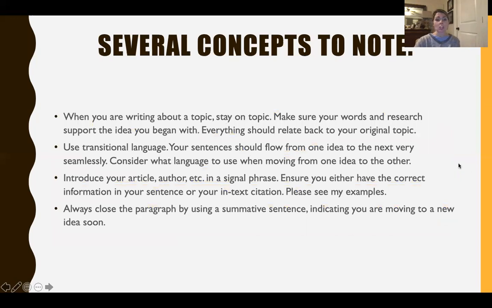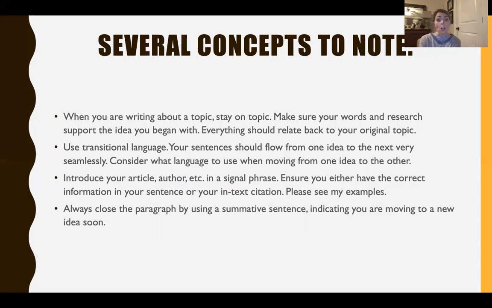Several concepts to note. When you're writing about a topic, stay on topic. Make sure that your words and research support the initial idea that you started with. Everything should relate back to the topic sentence. Use transitional language. Your sentences should flow from one idea to the next very seamlessly. Consider what language to use when moving from one idea to the next and ask yourself, does this flow well? Is it clearly stated? Do I have seamless transitions?